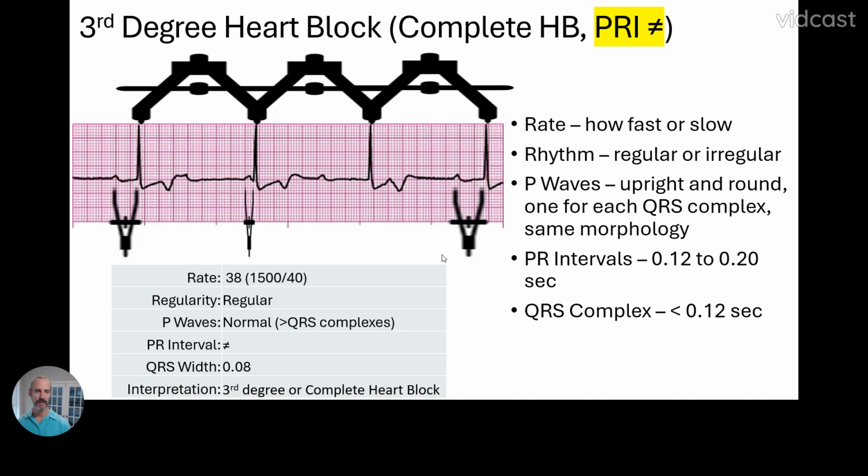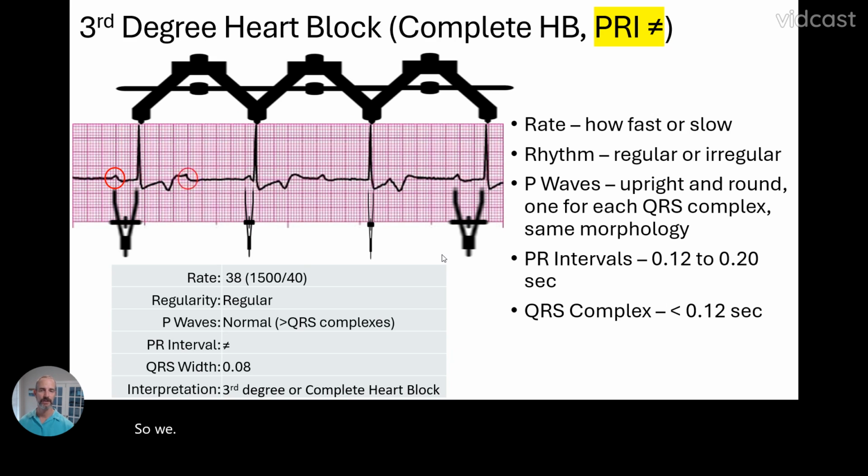PR intervals, when we look at those, they are all different. They're all over the place here. Every once in a while, they will kind of look like they're elongating. The way that you distinguish this third degree heart block from a second degree heart block type 1 is that the PR intervals here are not progressively getting longer and you have a regular rhythm. Whereas with a second degree heart block type 1 or the Wenckebach one that we discussed, you tend to have these groups of beats. So with this one, you have a QRS width of 0.08. So we call this one a third degree or complete heart block.